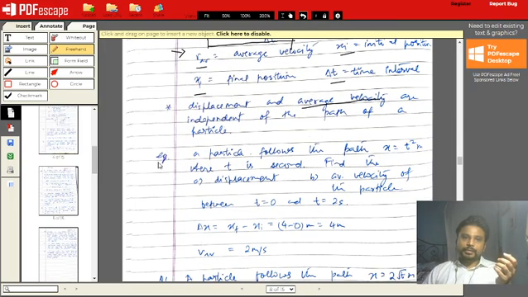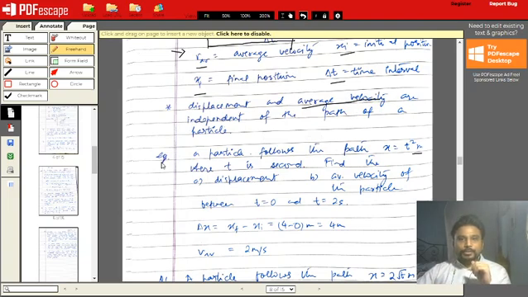Example. Now in this particular example, a particle follows the path x equal to t square meters. So it is given here, it is in meters. We have to find the displacement of the particle and the average velocity of the particle between 0 and t equal to 2 seconds. So I guess this would be our final example for this particular lecture.